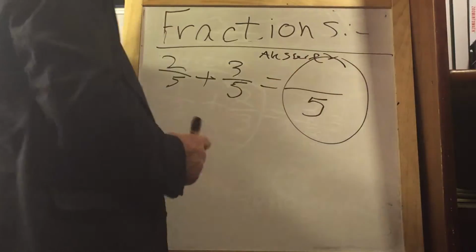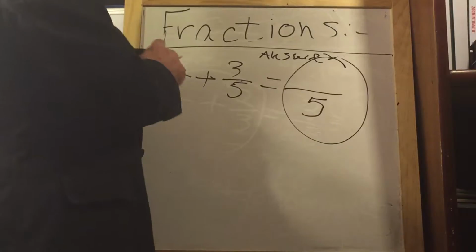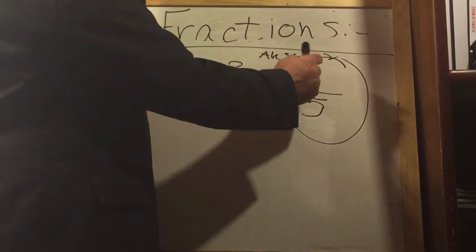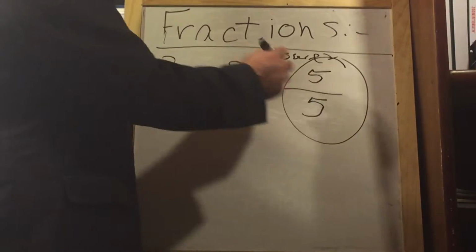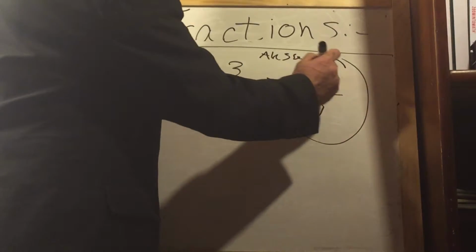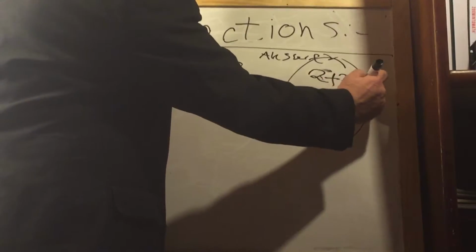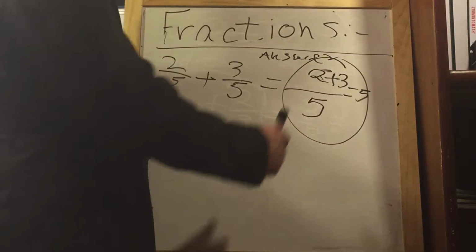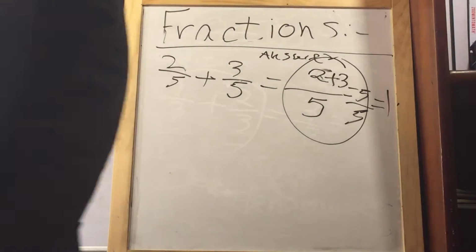Okay. And we put it underneath on the denominator, and the top is also 5 in this example. So 2 plus 3 equals 5 over 5, which is equal to 1. So 5 over 5 equals 1.